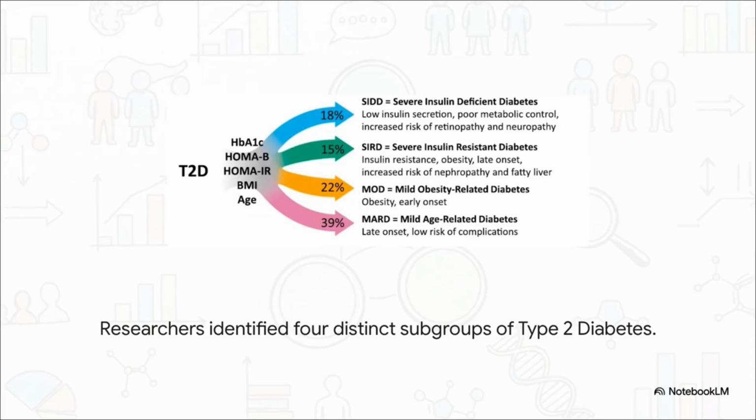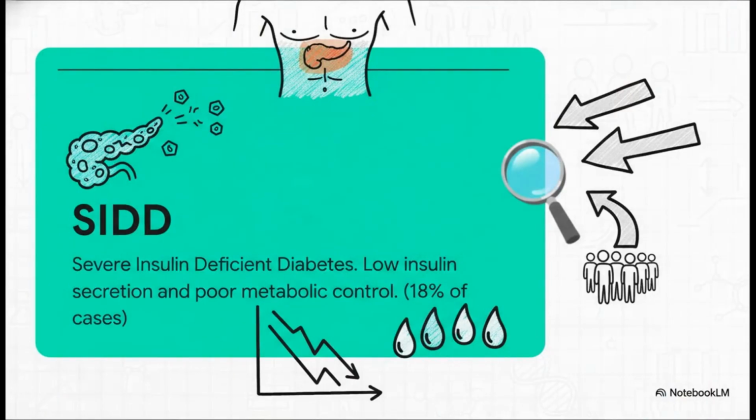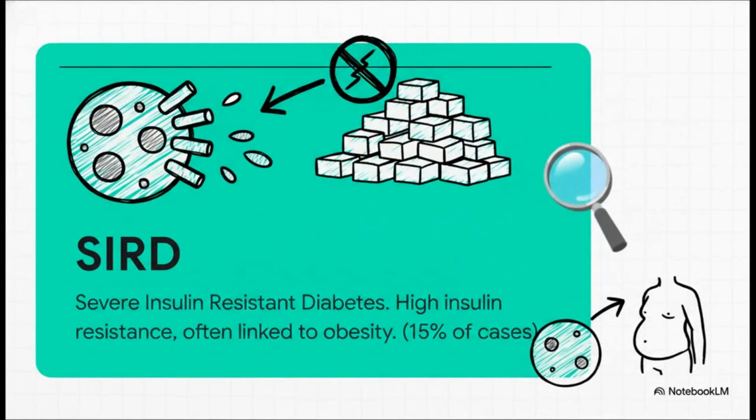Let's break them down. First up, we've got SIDD, which stands for Severe Insulin Deficient Diabetes. The key thing to remember here is that these patients just don't make enough insulin. Simple as that. This group makes up about 18% of all the cases. Next, there's SIRD, or Severe Insulin Resistant Diabetes. Now, these patients are different. Their bodies make insulin, maybe even a lot of it, but their cells just don't respond to it. They're resistant to its effects. This group is about 15% of cases.